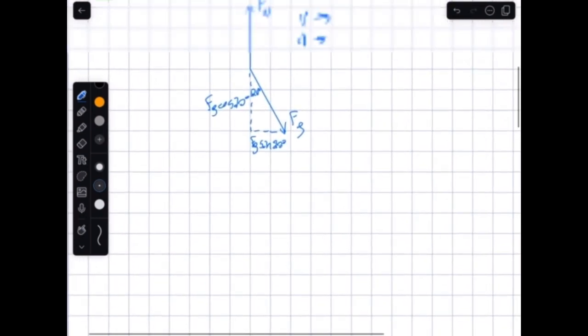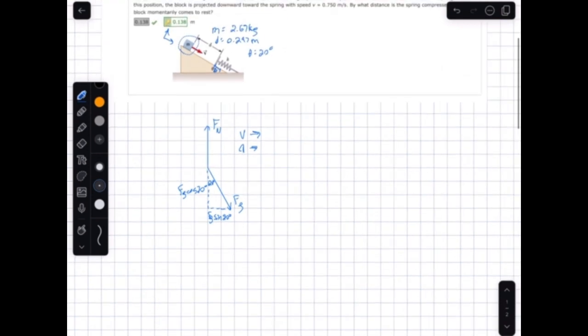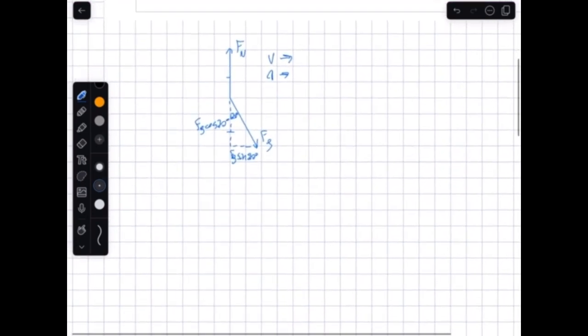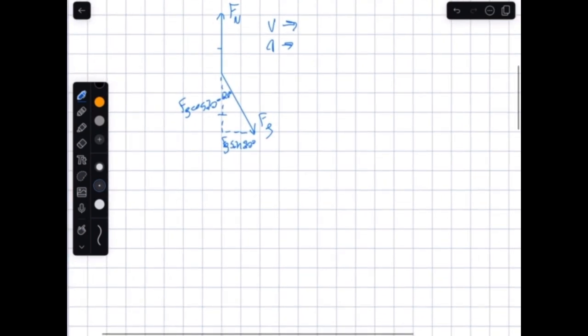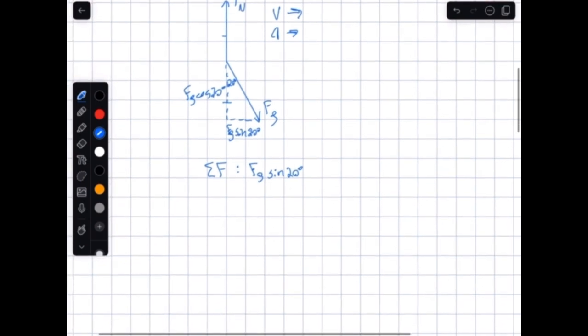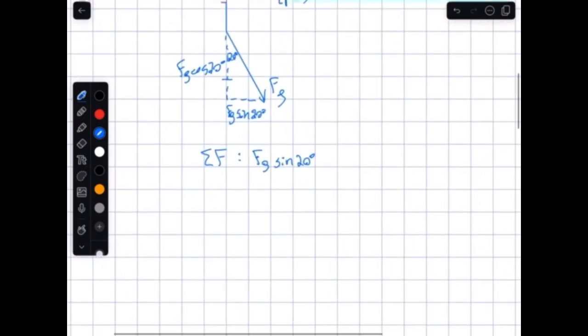Since we're not looking for the normal force or the y component, because they balance out, it's 0. So we're going to look at the net force on the x axis. The force we need to use is FG sine 20 degrees, so net force equals FG sine 20 degrees. And FG is mg, so we'll rewrite it as net force equals mg sine 20.